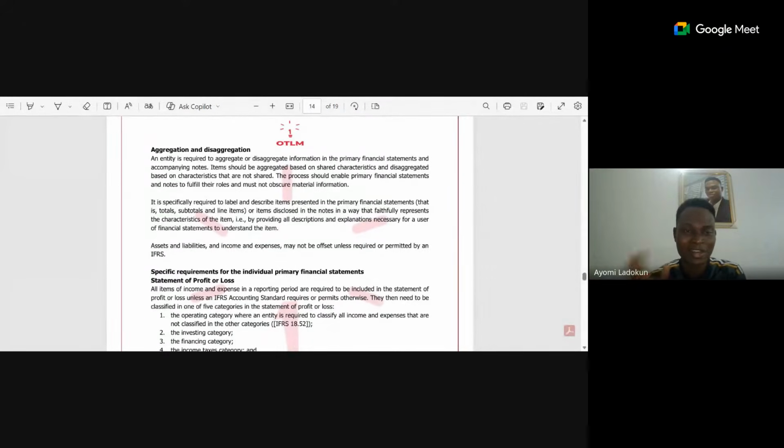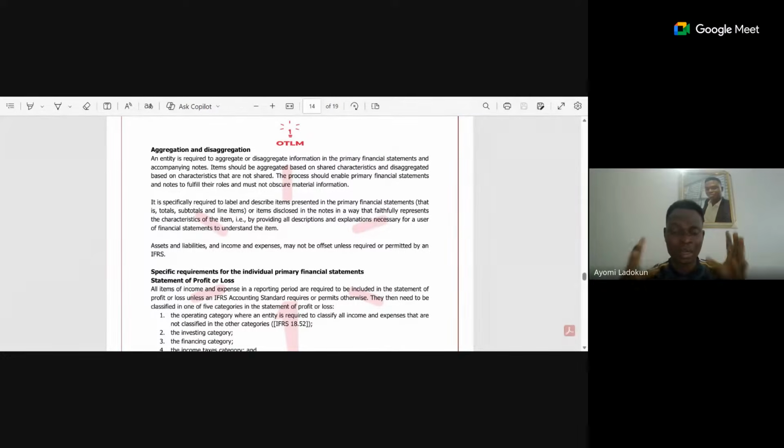So I'm not taking IFRS 8, right? So now you can only aggregate if they share the same characteristics, and disaggregate if their characteristics are not shared, all right? So that's what that is saying. So for example, maybe in FR, they can ask you to explain the concept or the term aggregation and disaggregation. So that's what you need to tell them.